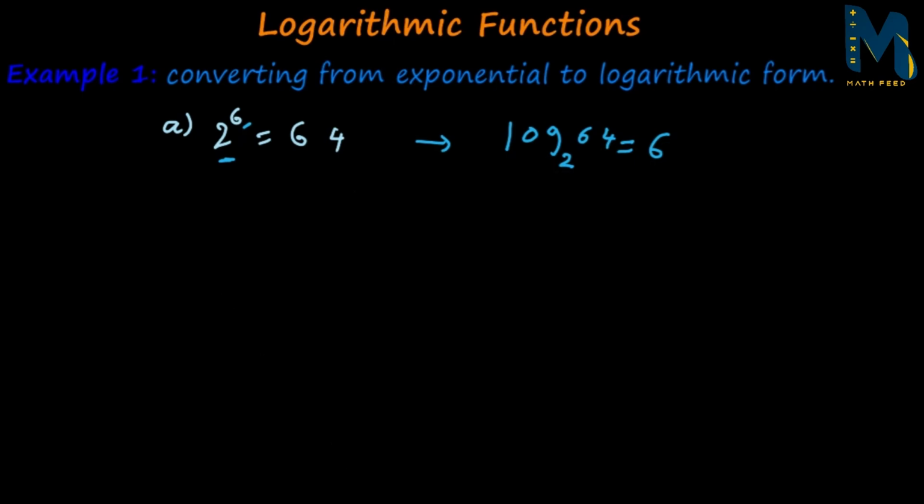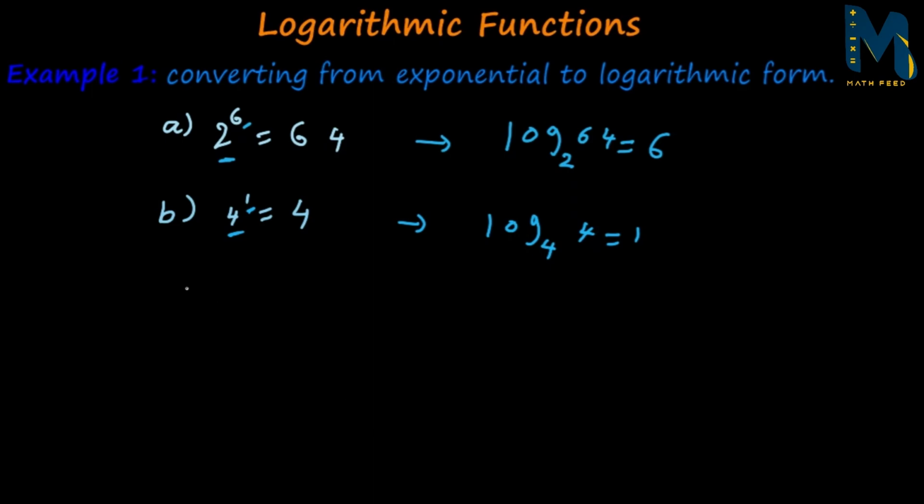Let's have another example. We have branch B: 4 to the power 1 equals 4. To change this to logarithmic form, we have log, and our base is 4, we write it here, and equals the exponent, which is 1, and the remaining number is 4, we write it here. This is simple. All of the examples are like that.